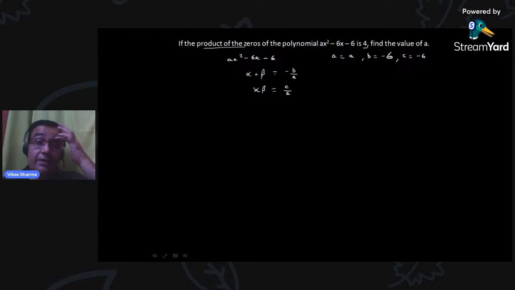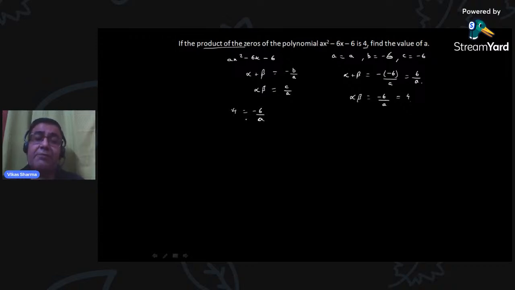So we know that alpha plus beta should then be equal to minus of -6 upon a, which is equal to 6 upon a, and we know that alpha beta, which is the product of the two, is equal to c upon a. C is -6 upon a. So the sum of the two zeros is 6 upon a. The product of the two zeros is -6 upon a. But we are also given that alpha beta is equal to 4. So we can just write that 4 is equal to -6 upon a.